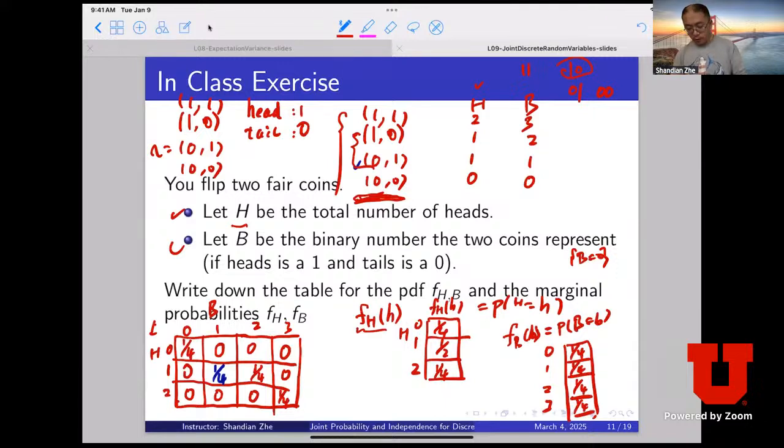Okay. So if you sum over every row, what do you get? No, sum over all the columns, right? For the first row, if you sum all the columns, the value is 1/4, right? The second one is what? Half. Okay. And the third one is what? 1/4, right? So you see, it is exactly the same as we computed.